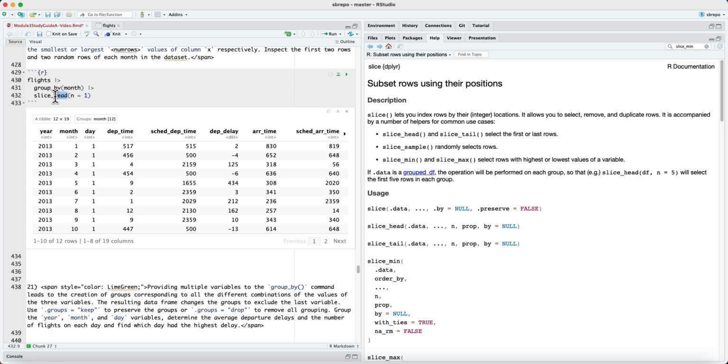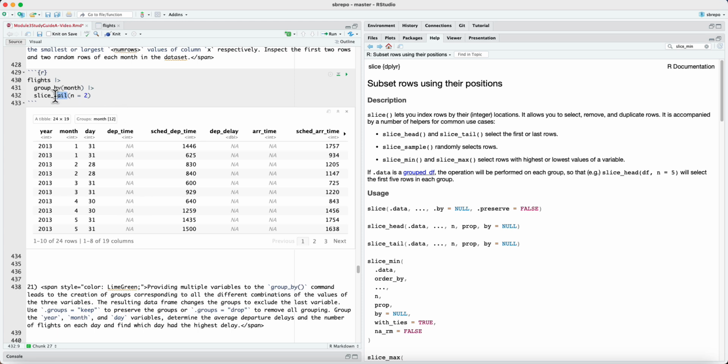We could use slice tail, and now it will give us the last row for each month or for each group. And you can see the days are 31, 28 for February, and so on. If I change this to n equals 2, you will see that instead of 12 rows, we will get 24 rows, which is the last 2 rows of each group. Here they are. They're both 31st January for January, 28th February for February, and so on.